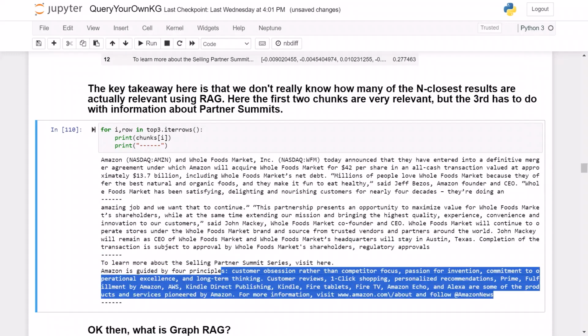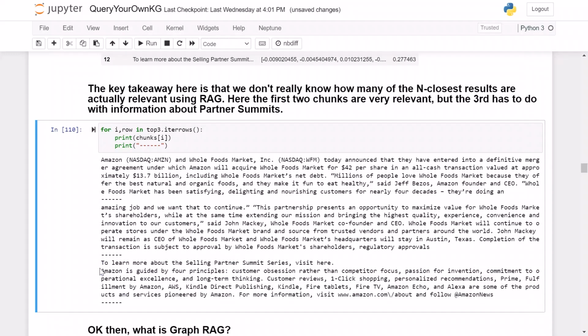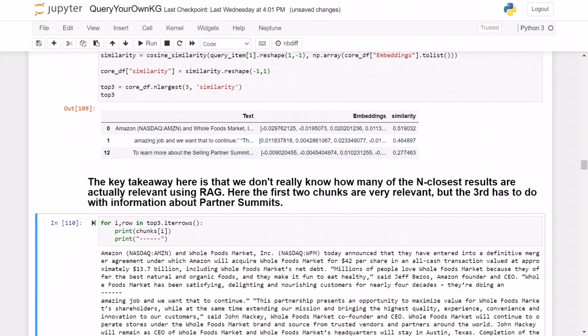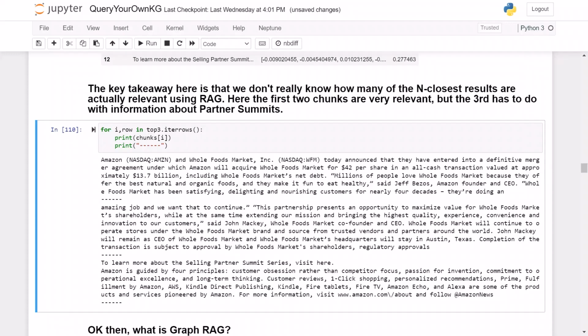So you can see the main issue here is that we arbitrarily chose the top three, but we don't really know if all three of them are actually relevant. So if we take these three chunks of documents and pass them into the LLM, it may hallucinate. It may bring up things about partners or something like that, which isn't really relevant to the question.